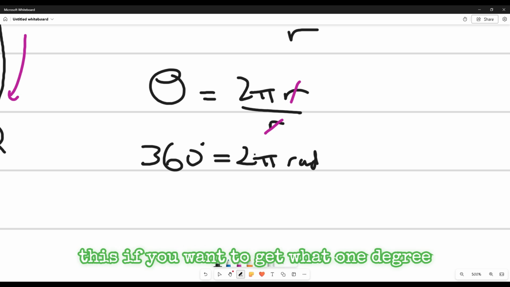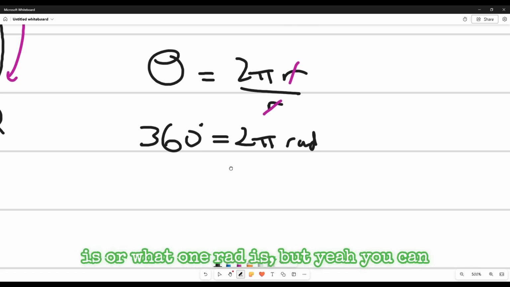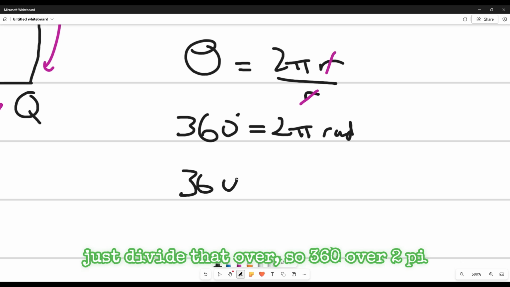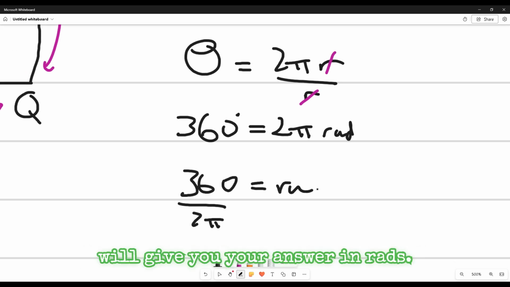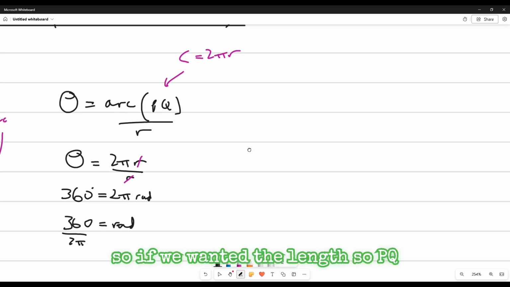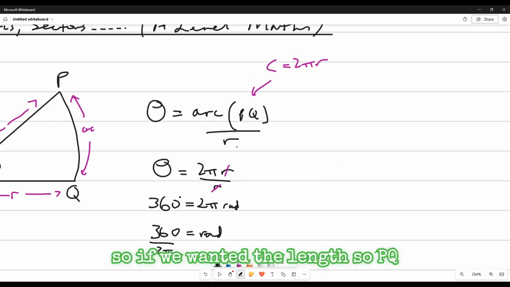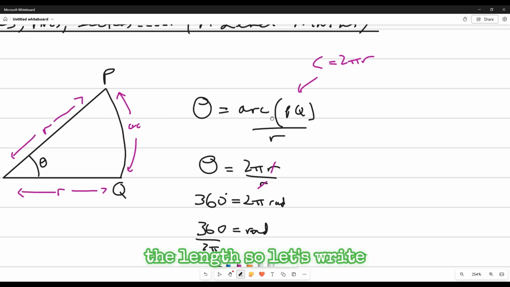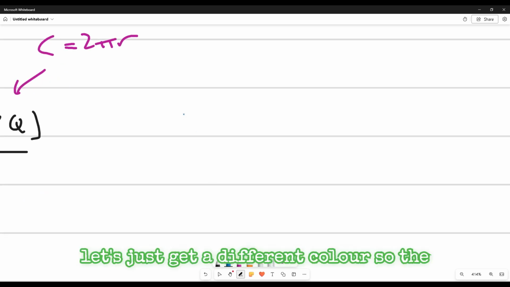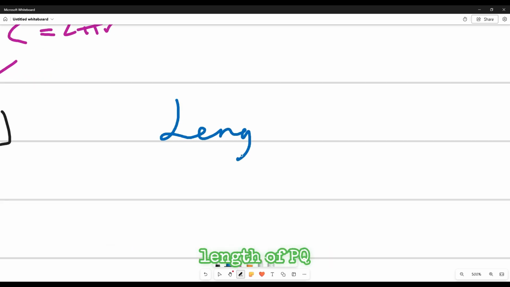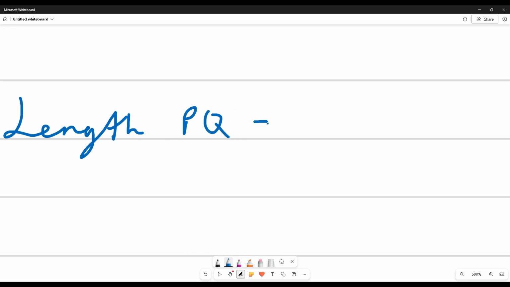So we can rearrange this if you want to get what 1 degree is or what 1 rad is. You can just divide that over, so 360 over 2 pi will give you your answer in rads. So if we wanted the length, so PQ, the length. Let's get a different colour. So the length of PQ.